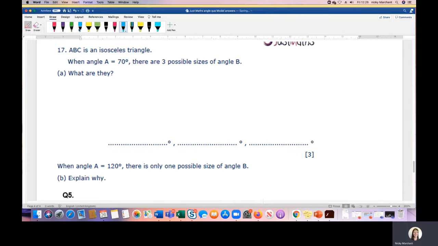Okay, so once again, we have an isosceles triangle. When angle A is 70, there are 3 possible sizes of angle B. Now, this is a bit strange, so they've not even drawn a triangle for us. So the first thing I would recommend you do is sketch. Again, it doesn't have to be anything fancy. It's your markings and your labelings that will count here.